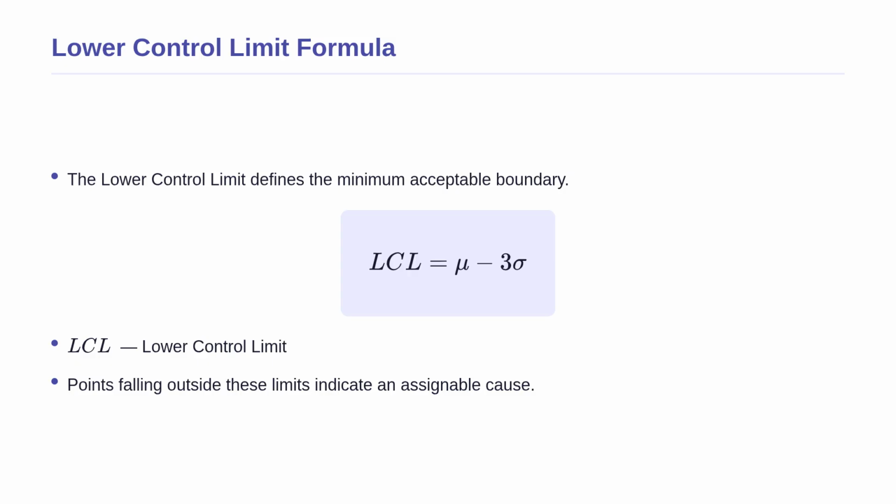Just as we have a maximum boundary, we also need a minimum acceptable boundary. The formula is LCL equals mu minus 3 times sigma. This formula finds the lower boundary by taking the average and subtracting 3 times the standard deviation. The symbol LCL stands for the lower control limit. Together with the upper limit, this creates a safe zone for the process to operate within. If the standard deviation decreases, this limit moves closer to the mean, tightening the safe zone. If a data point falls below this line, the process is experiencing an assignable cause of variation.